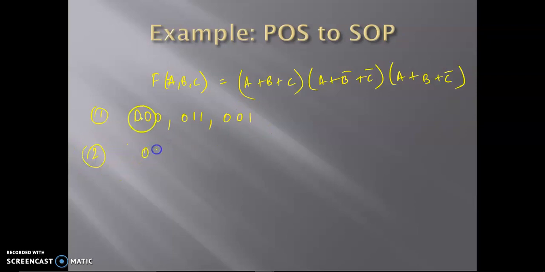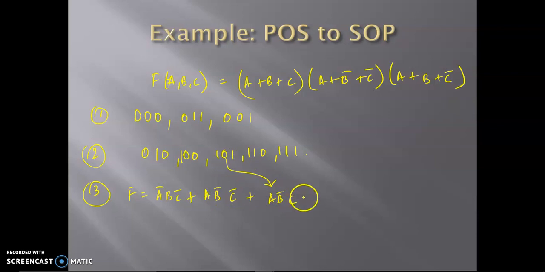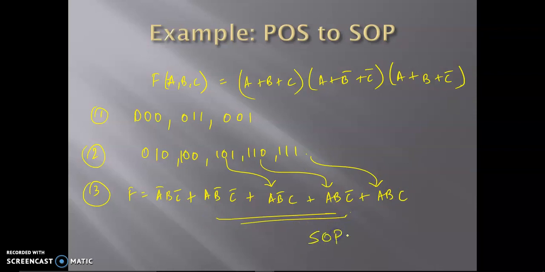0, 0, 0 is there, 0, 0, 1 is there, 0, 1, 0 is missing, 0, 1, 1 is there. So the next ones are 1, 0, 0, 1, 0, 1, 1, 1, 0 and 1, 1, 1. In the third step, you write the corresponding minterms. What is the minterm corresponding to 0, 1, 0? A bar, B, C bar, plus 1, 0, 0, A, B bar, C bar, plus 1, 0, 1, A, B bar, C, plus 1, 1, 0, A, B, C bar, and 1, 1, 1 is A, B, C. Thus, you have the required SOP form.